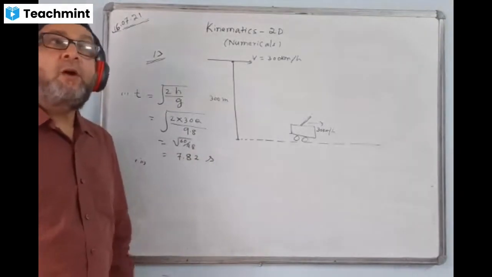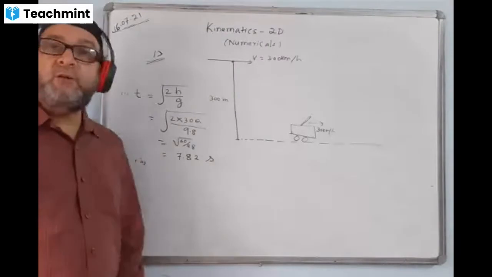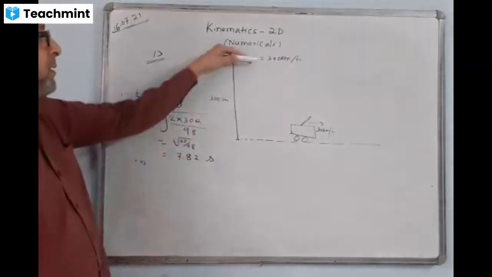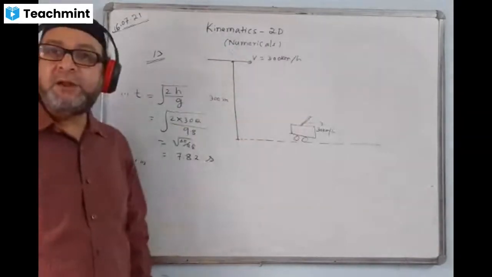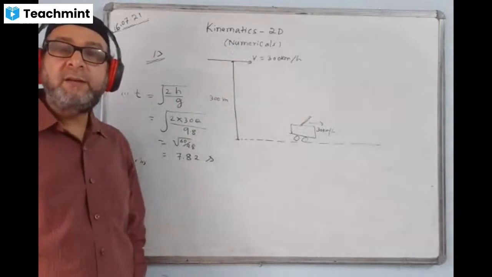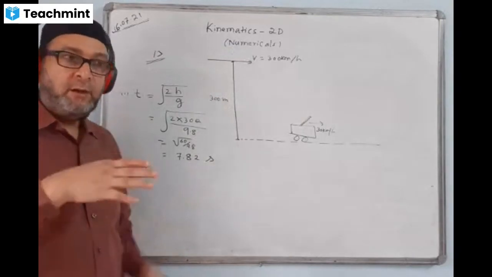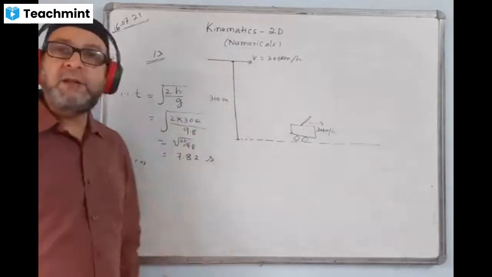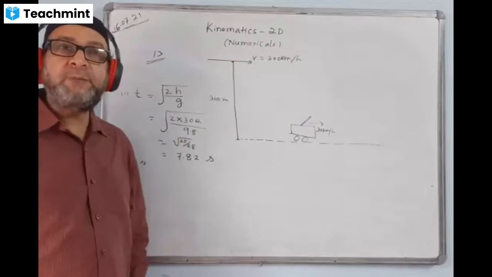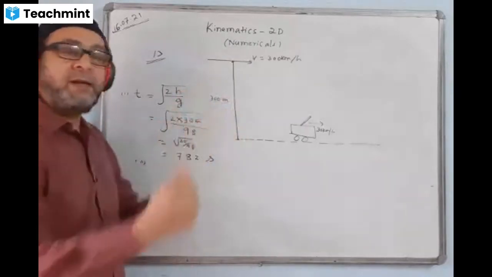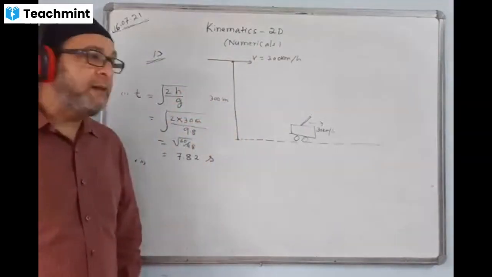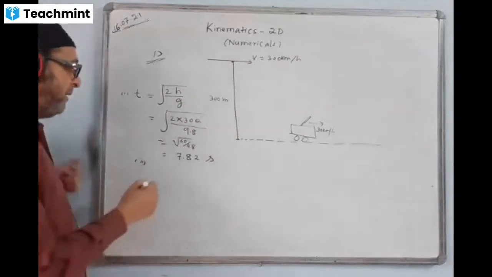Understood? Now for the second part of the question, we can do like this. You see, when they are moving in the same direction, we will find the relative speed. If they move in the opposite direction, we have to add their speed. We'll apply that idea.